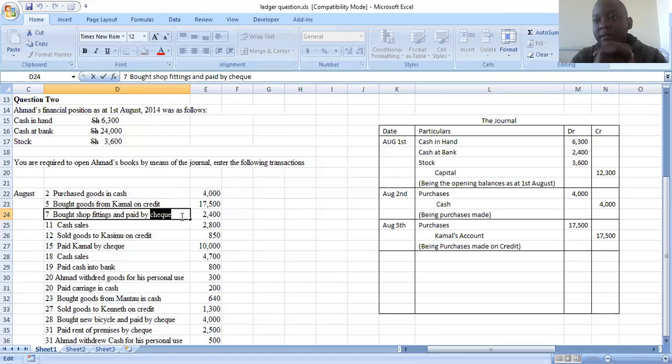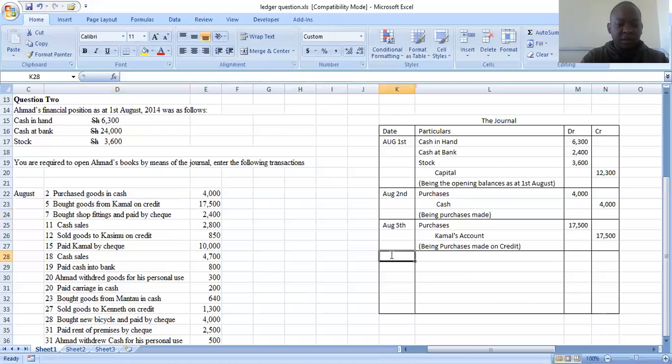What type of accounts are they? Number two, shop fittings is an asset, bank is also an asset. And then the third question, which account is to be debited and which account is to be credited? Being that both are assets, shop fittings are increasing. They are coming in. So we debit shop fittings, and then bank account is decreasing, is going out. So therefore we credit bank account. So debit shop fittings, credit bank account.